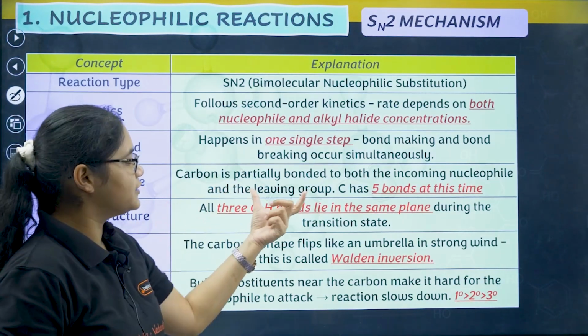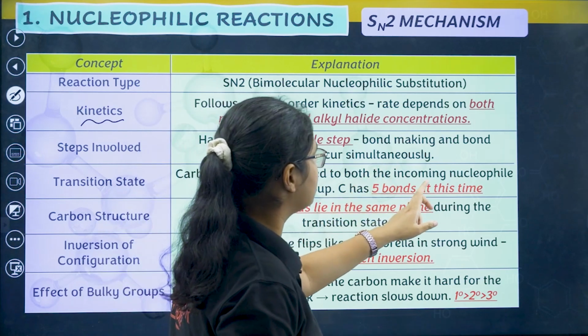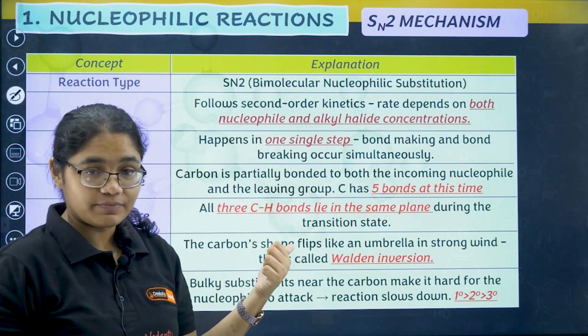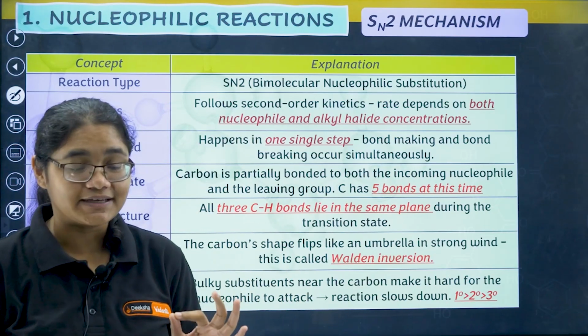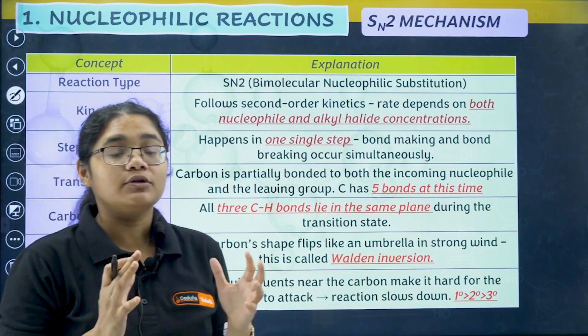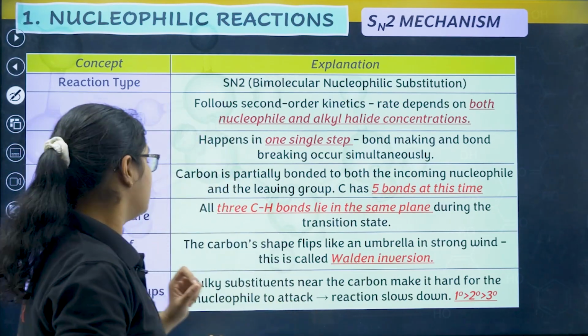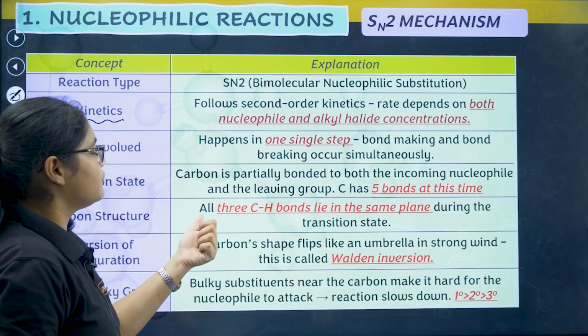The carbon is partially bonded to both the incoming nucleophile and the leaving group. The X is called the leaving group, and that is why carbon has 5 bonds at this time. So it is at a transition state, an unstable state. Next, carbon structure. What is the structure here?